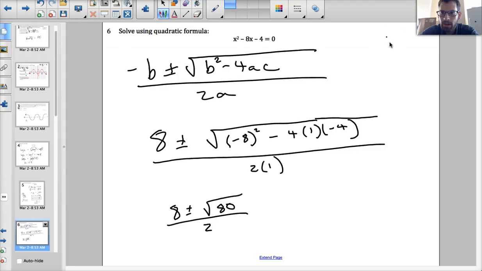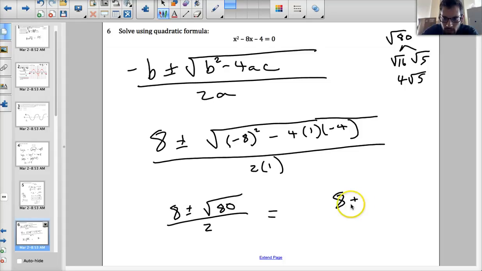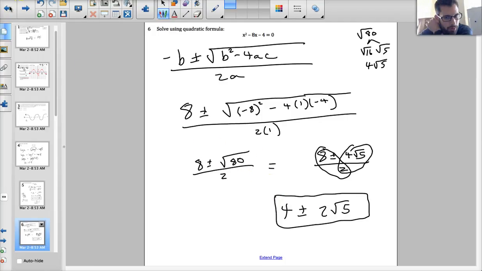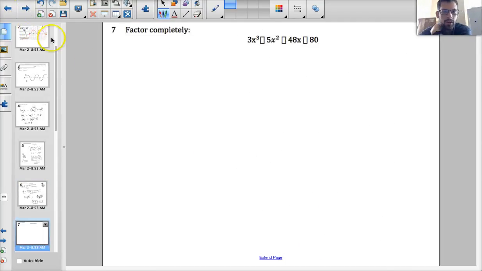Square root of 80, I'm going to simplify that now. So that would be 16 times 5. Square root of 16 is 4, so I get 4 radical 5. So this is going to be equal to 8 plus or minus 4 radical 5 over 2, and then I can divide everything here by 2, and that would give me 4 plus or minus 2 radical 5. 8 divided by 2 is 4. 4 divided by 2 is 2. 4 plus or minus 2 radical 5. Same thing I got there. Hey, it worked.